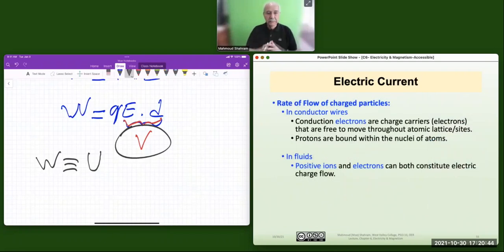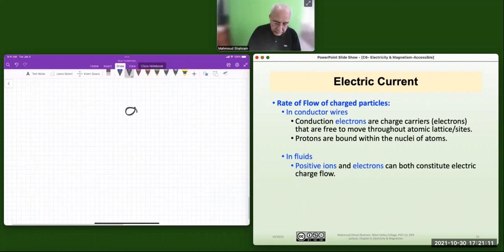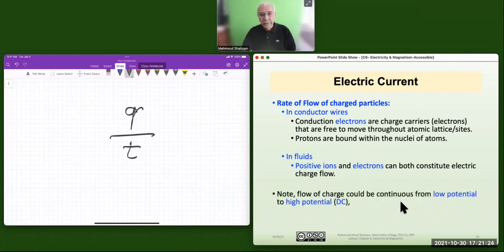Now, how does this electric charge flow? How quickly or how slowly? It's the rate of flow of charge that we call an electric current. Charge is moving in time, say a certain amount of charge moving in a certain amount of time. We define that as an electric current. Obviously, when you connect the battery, one side positive, one side negative, the positive side is a high potential, the negative side is a low potential, and that causes a current to flow.